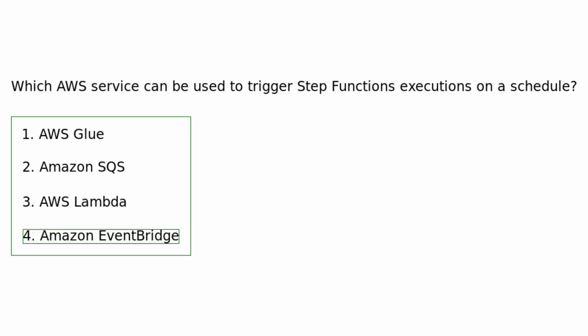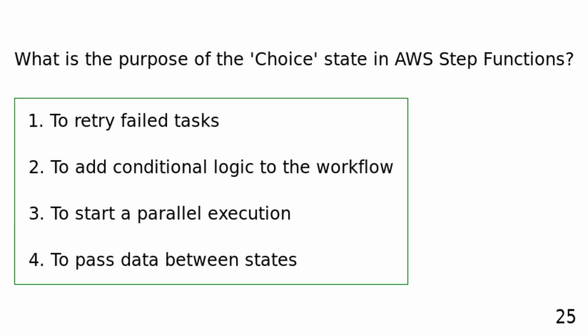Amazon EventBridge can be used to trigger Step Functions executions on a schedule, making it easy to automate workflows at specific times. What is the purpose of the choice state in AWS Step Functions?